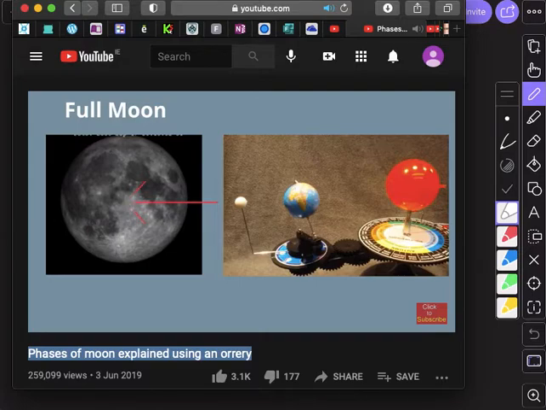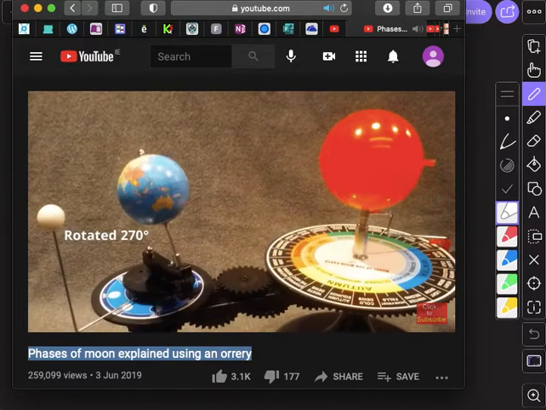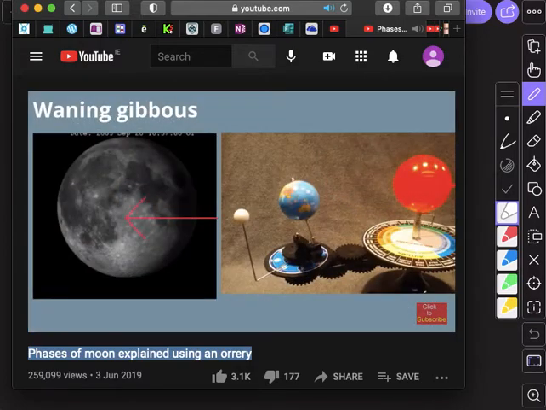After another 3.5 days, the moon is now at waning gibbous. Here's the alignment. Waning means the light is getting smaller. And here's what it looks like from Earth. Again, remember, the shadow moves from right to left.